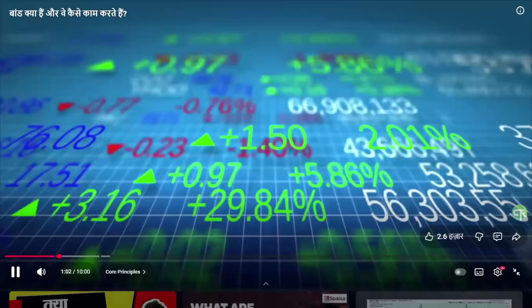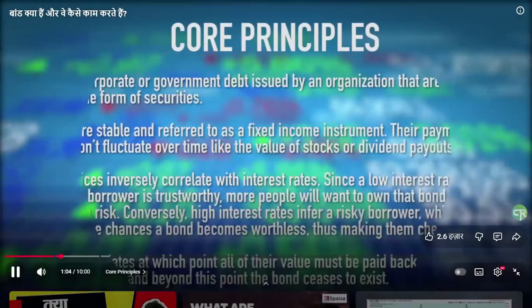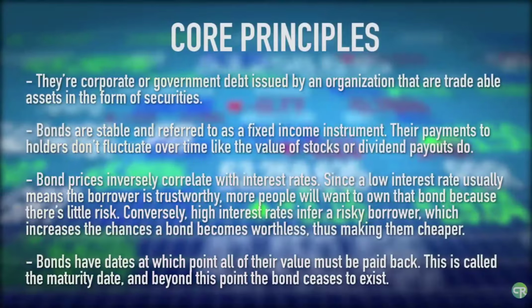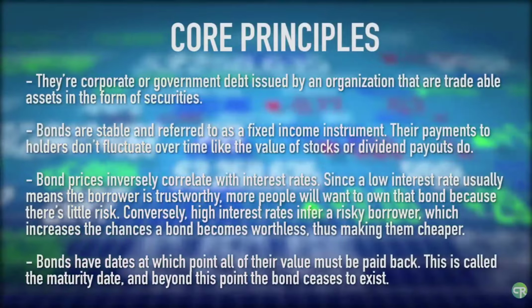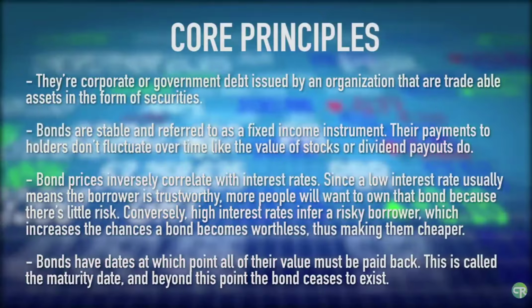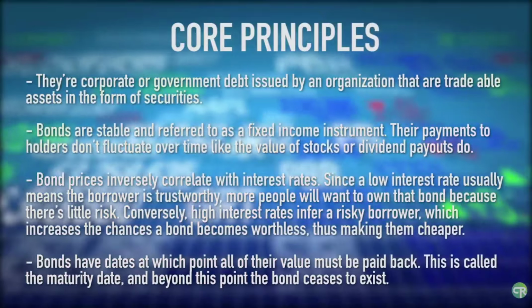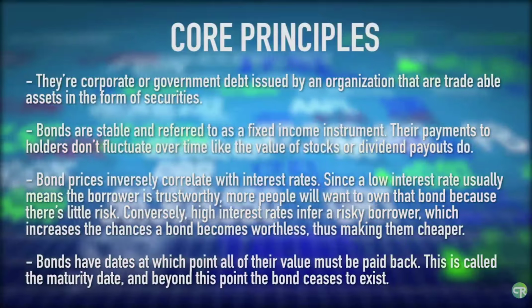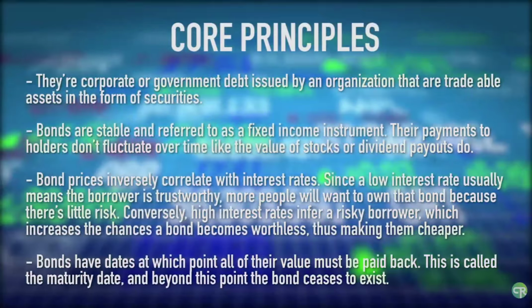They're corporate or government debt issued by an organization that are tradable assets in the form of securities. Bonds are stable and referred to as a fixed income instrument. Their payments to holders don't fluctuate over time like the value of stocks or dividend payouts do. Bond prices inversely correlate with interest rates.